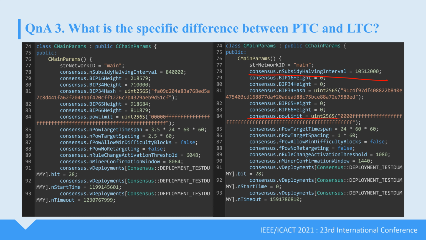Line 84 is code that sets the difficulty of mining. This is the difficulty code setting. Because the mining speed needs to be faster than LTC, the mining difficulty is lower than LTC. Line 86 is where the targeted mining speed is set. PTC aims to generate 1 block per minute. It means 1 minute multiplied by 60 seconds.